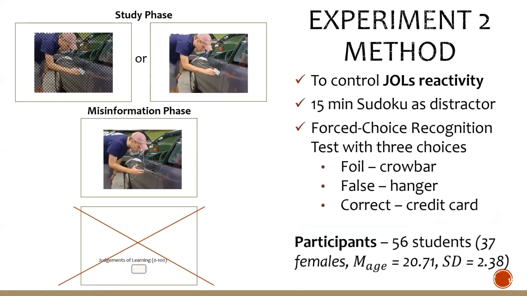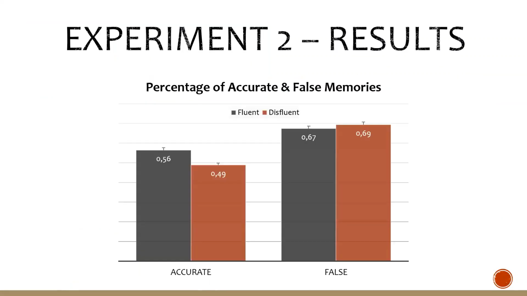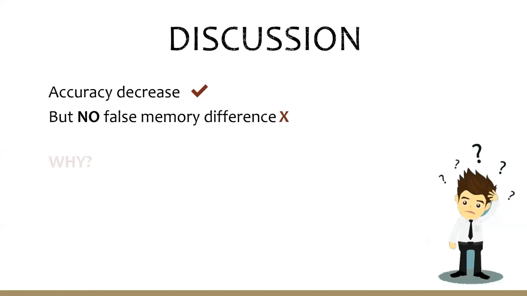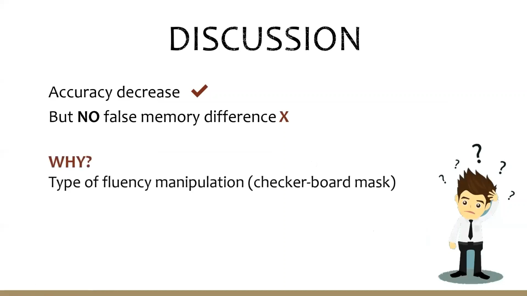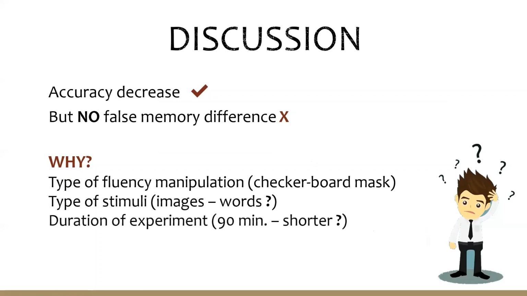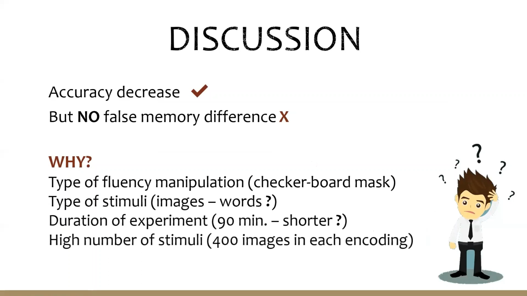For this study, we collected data from 56 students. Results of experiment 2 replicated the results of experiment 1. We found a decrease in accuracy rates for disfluent presentation. However, we couldn't find any significant difference for false memories. It's critical to discuss why. It might be related to the type of fluency manipulation, type of stimuli, duration of the experiment, and the high number of stimuli.